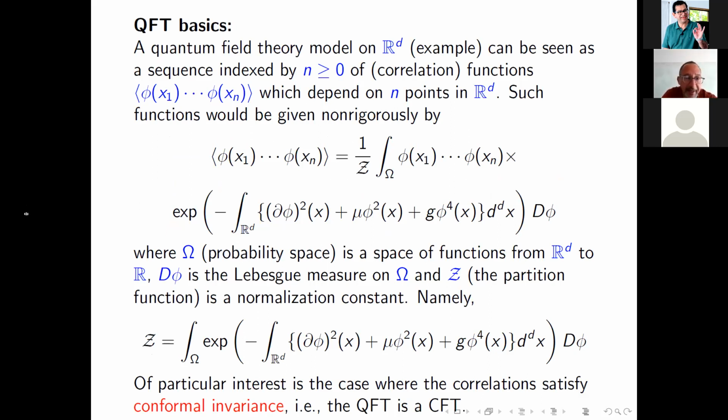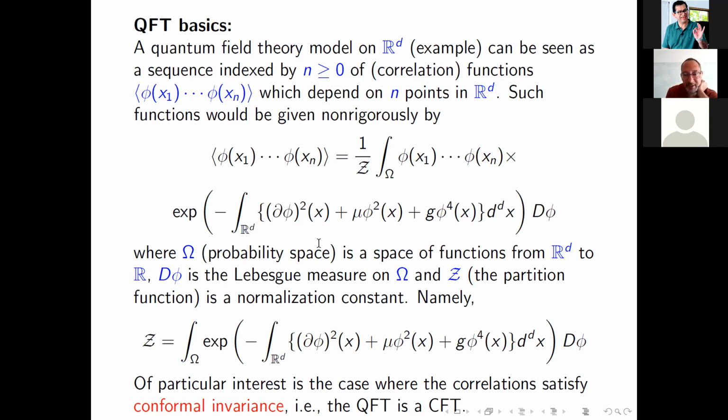So I will start first by explaining very quickly what quantum field theory is about, since I don't know if everyone here is familiar. So a quantum field theory model on R^D, so d-dimensional spacetime. There's, of course, lots of ways to define this, but one way to do this is to say that it's basically a collection of so-called correlation functions indexed by n, the number of points. So x1, ..., xn are n points in R^D, and we look at a function of these n variables. And if you look at the physics textbooks, they're given by this kind of formula here.